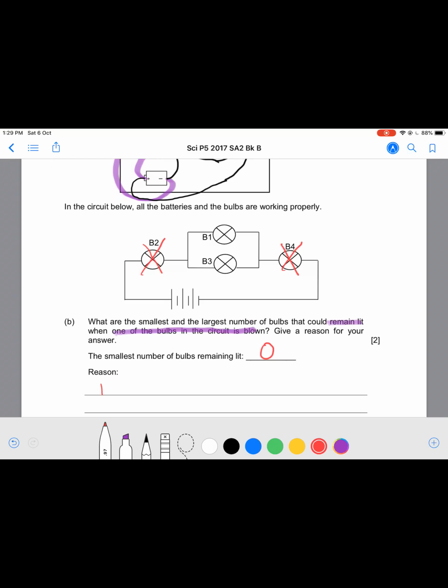So the answer is 0. Why? Because if B2 or B4 is blown, is fused, none, which is 0, of the bulbs can light up already.